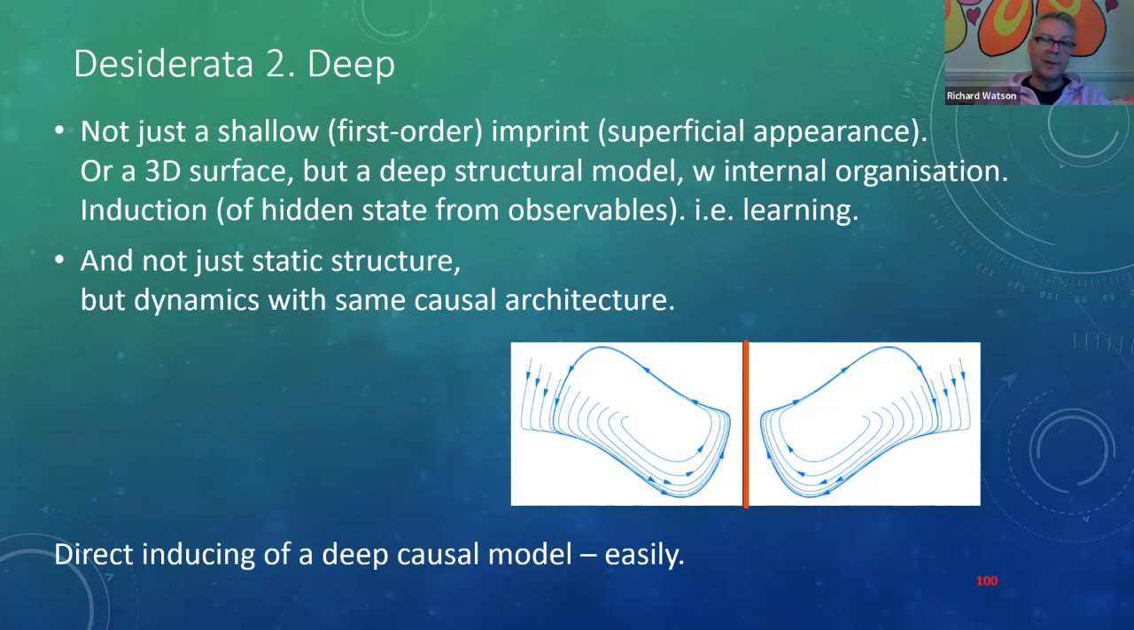the environment. And because it's doing induction, that means time has to be involved because you can't see all of it in one go. You have to make many observations over time in order to put that structure in order to be able to induce the hidden state. Then we'll have an impression that's not just a static structure, but it has dynamics. Its internal causal architecture models the outside world. We need to be able to do induction of a deep causal model easily.